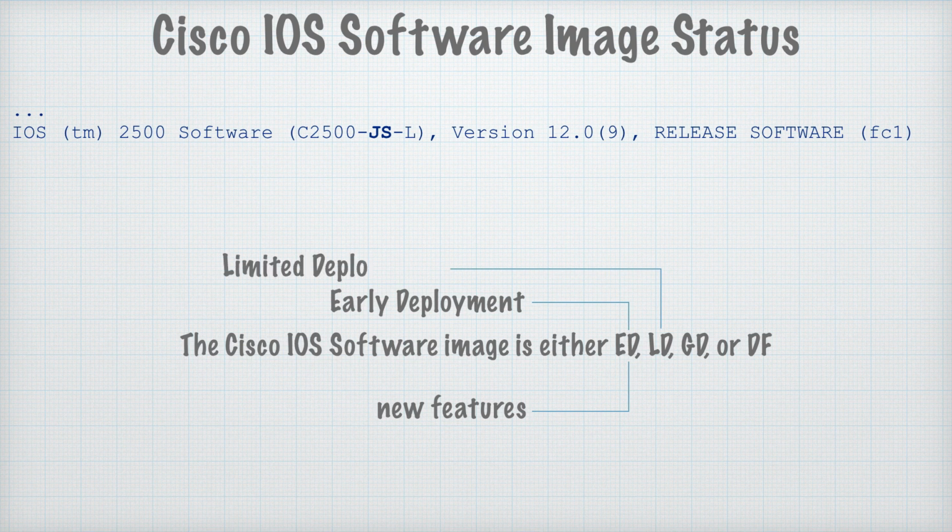LD stands for Limited Deployment. A major release of Cisco IOS software is said to be in the limited deployment phase of its lifecycle during the period between its first shipment and the GD milestone.